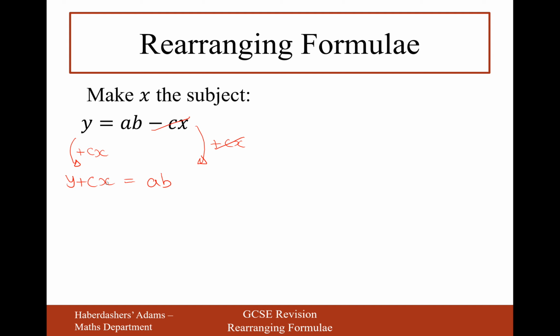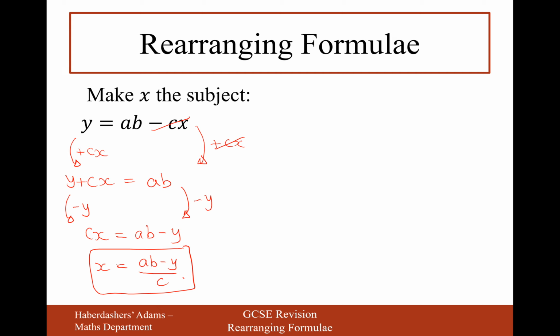I'm trying to make X the subject. I've got something multiplying to the X or adding to the X. I'm going to do the reverse of BODMAS, and addition would appear first, so I need to subtract the Y, because I'm always doing the opposite of how it's being connected to X here. So it's CX equals AB minus Y, and then divide by the C, so it's going to be AB minus Y divided by C. And there we are, that's the answer to this question.